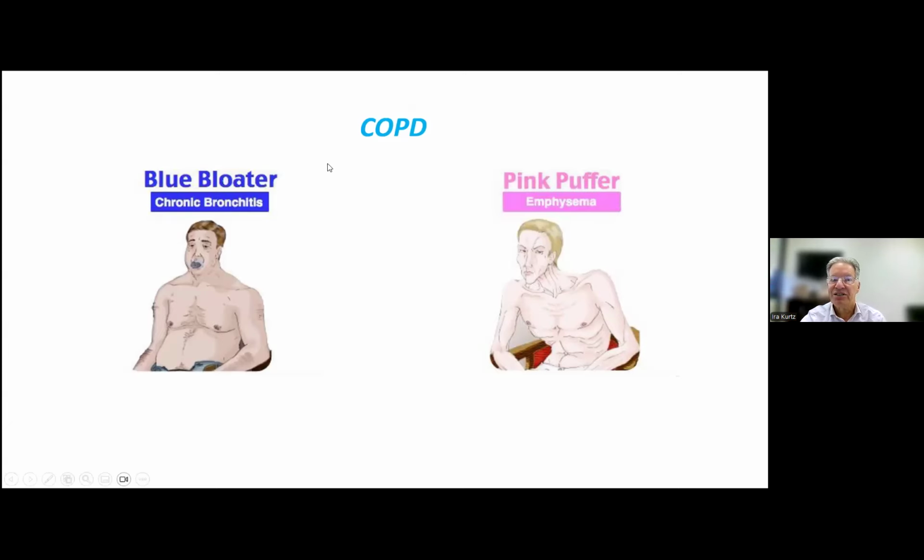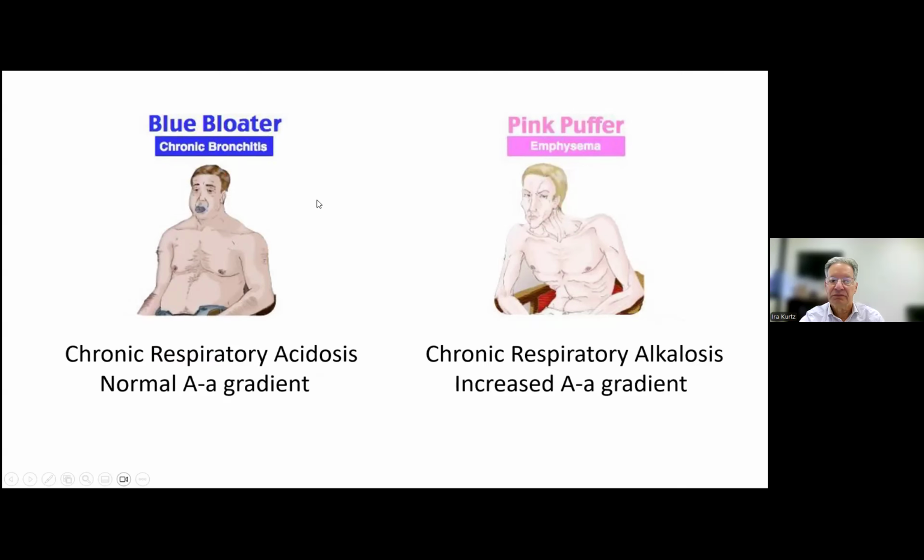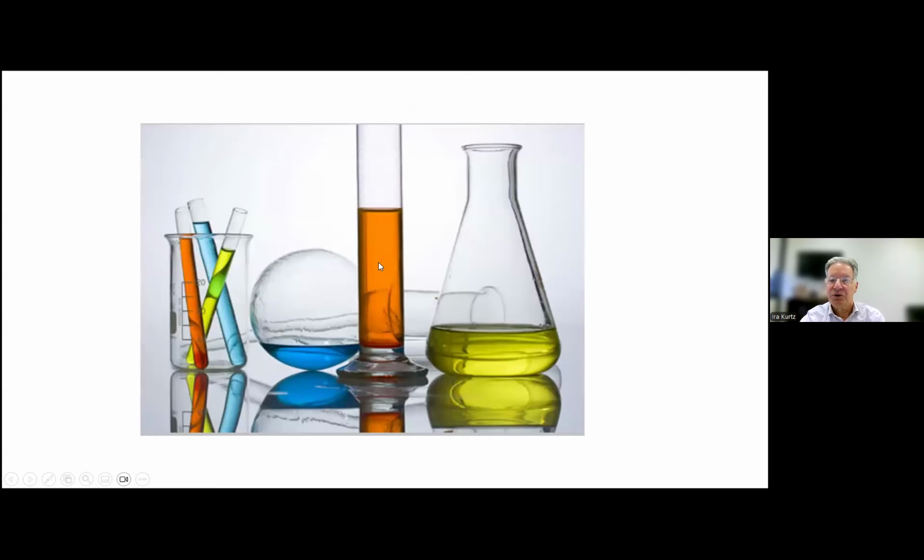So the A gradients: when you have chronic respiratory acidosis as an acid-base disorder, always calculate the A gradient also and discuss that in your consult note. So remember, these people have a normal A gradient and these people have an elevated A gradient. Okay, and I think I'll stop there for today.